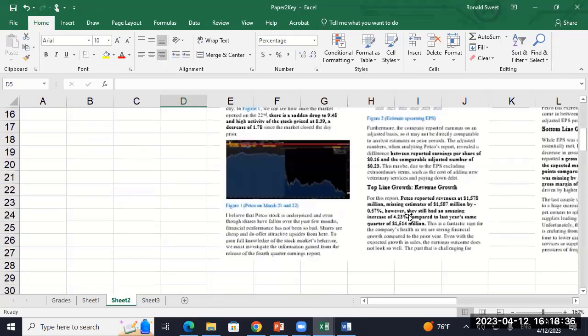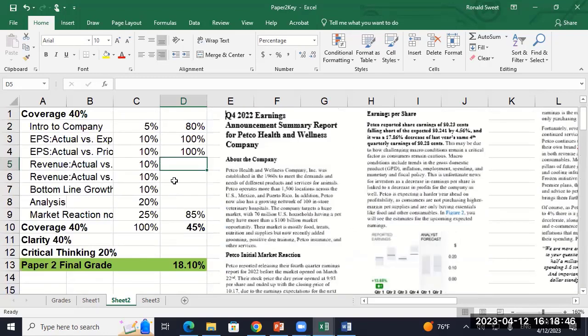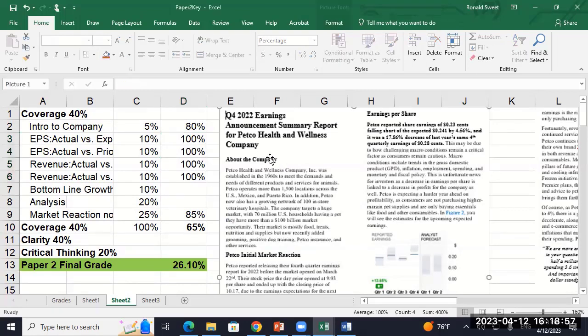All right, then the revenue side. Petco reported revenues of 1.58 billion, missing estimates by 0.5%. However, they still had an amazing increase compared to last year's number. All right, so those are there. I mean, these are easy points, right? Wouldn't it be really disappointing to lose points there? It'd be really sad because that's easy. You just give the numbers.